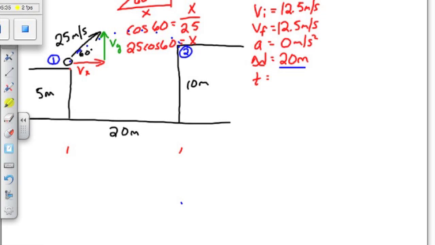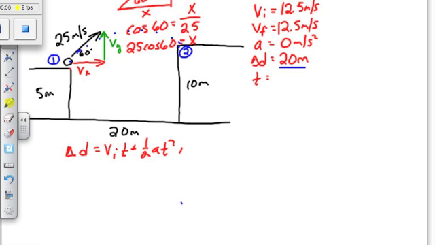Okay. So can we solve for time in the x direction? Yes. Using what? Delta D equals v_i t plus 1/2 a t squared. So in the x direction we use this equation. Almost always use that when you're talking about projectiles.